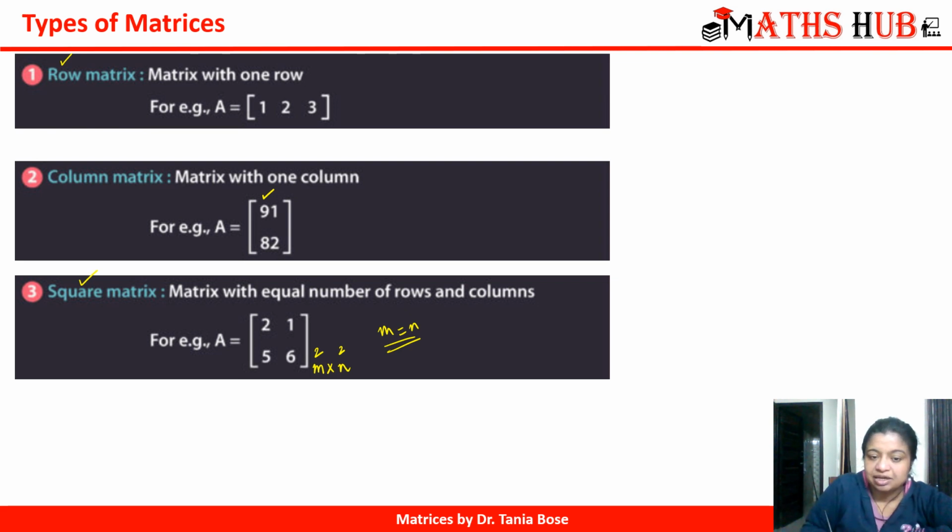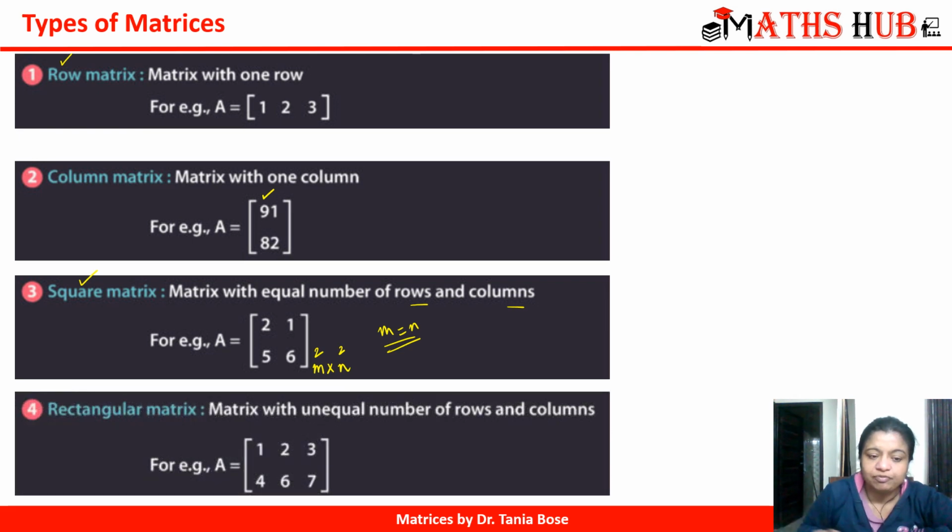So you have to take care that the row number and the column number must be equal, right? Then the next type of matrix is a rectangular matrix. When the arrangement is not the same, that means the row number and the column number are not the same, it leads to the shape of a rectangle.